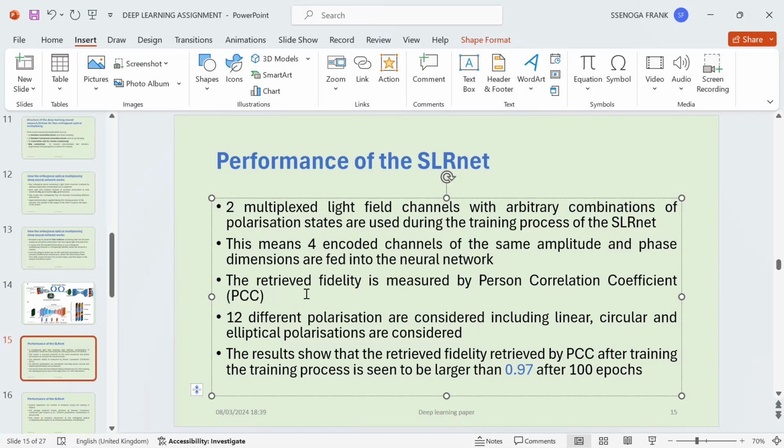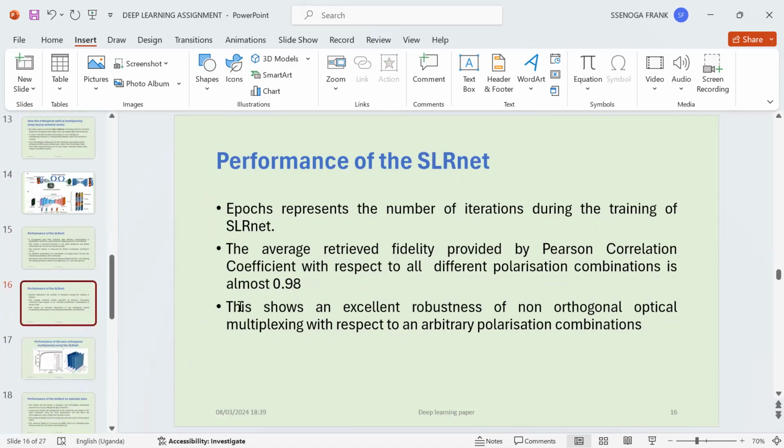And also there is what we call the SSIM, structured similarity index measure. It's a measure that is used to retrieve the performance, to show the performance of the model.